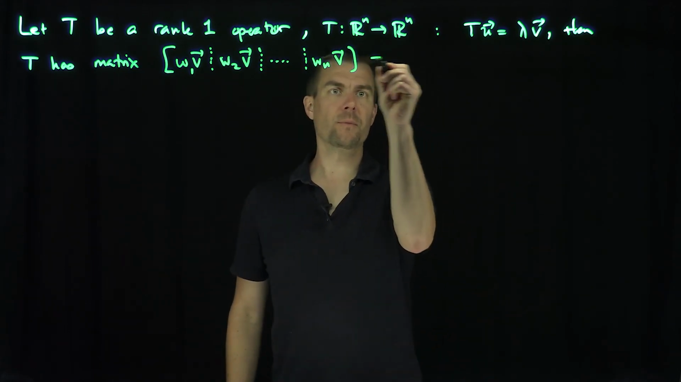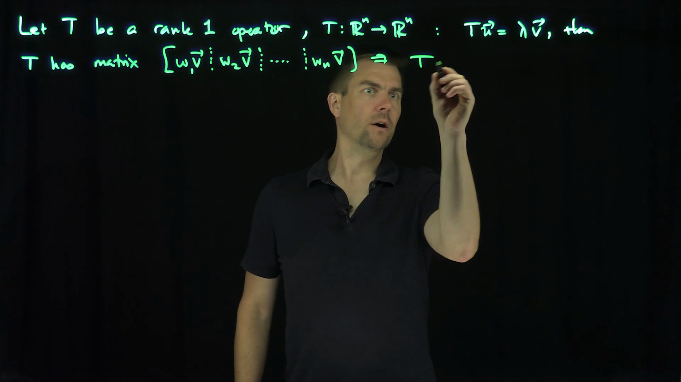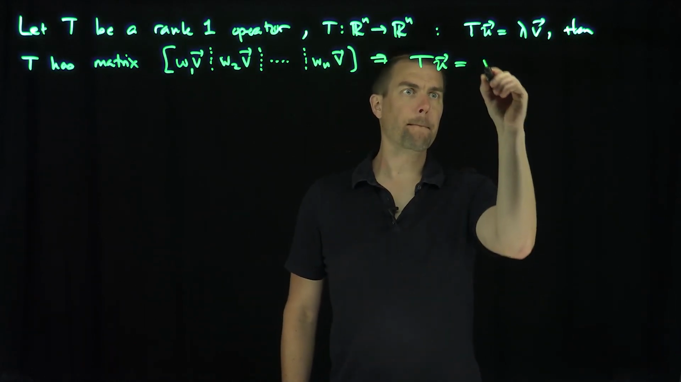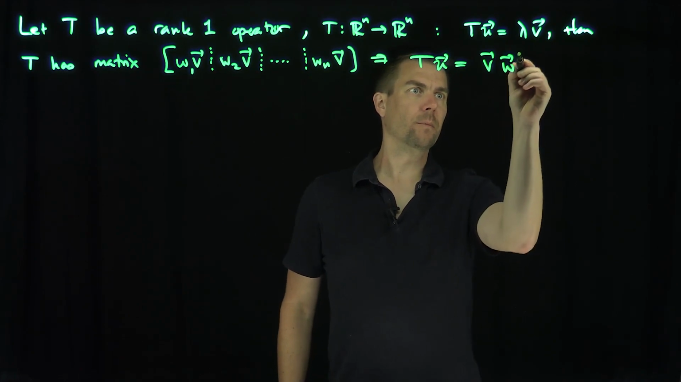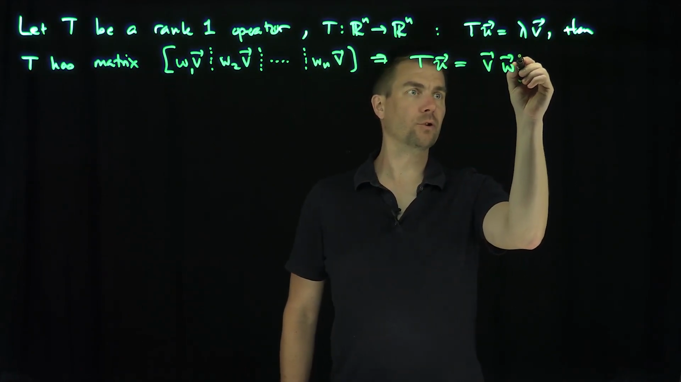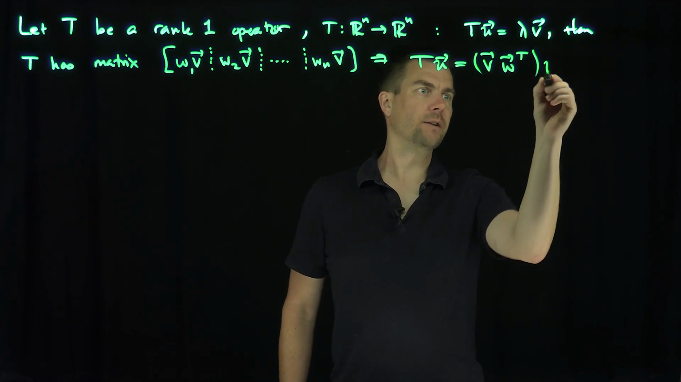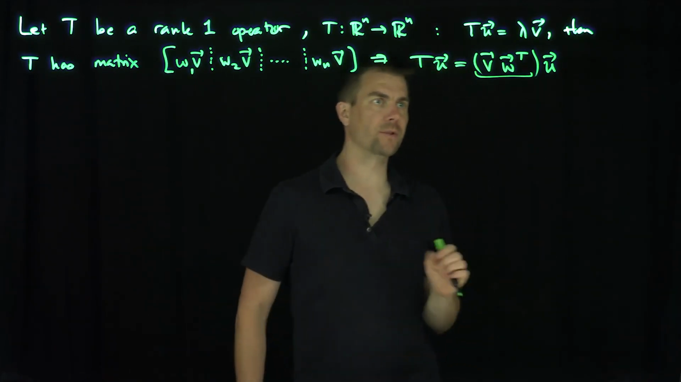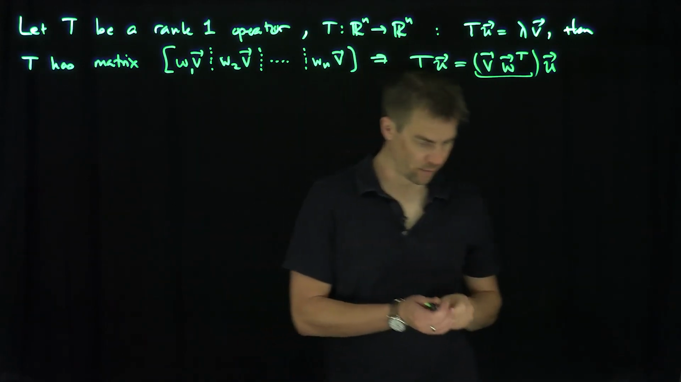And so this tells us that the formula for this operator T applied to u has to be v times w transpose applied to the vector u. In other words, this is the structure of a rank 1 operator, right? So that matrix over there is a rank 1 operator. So that's our rank 1 operator.